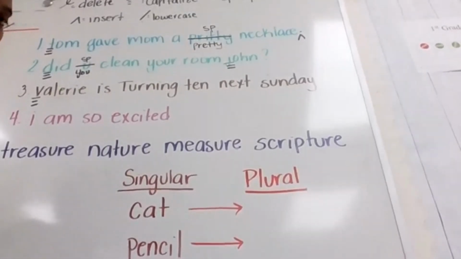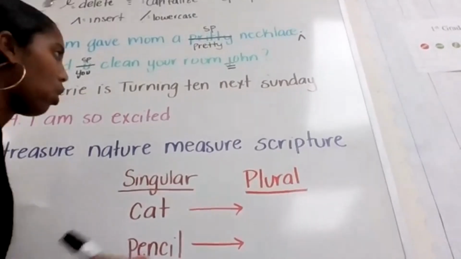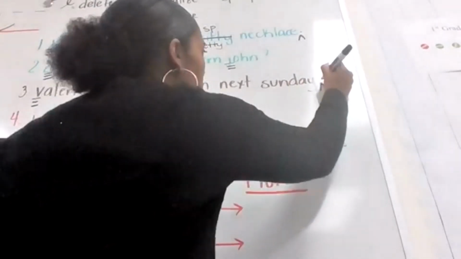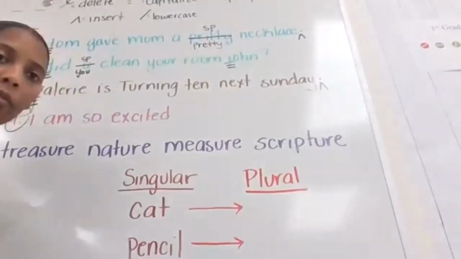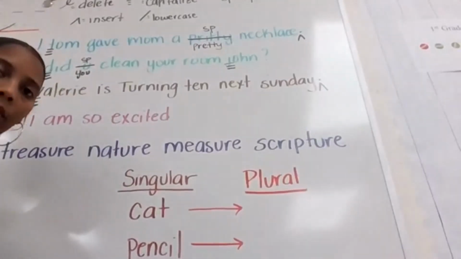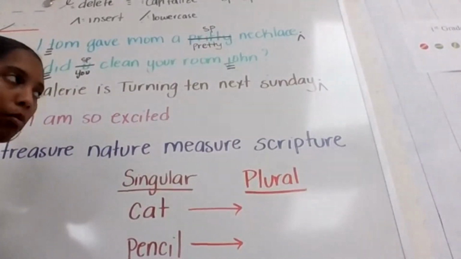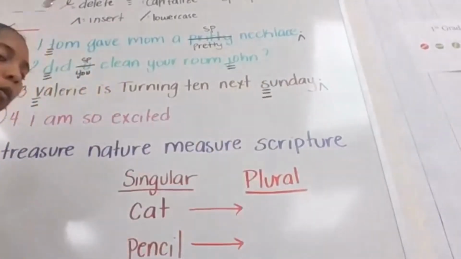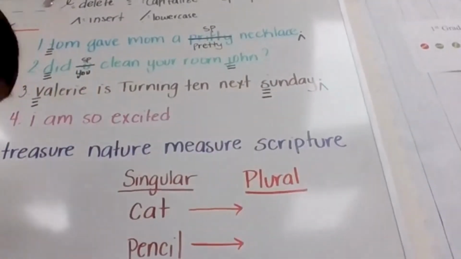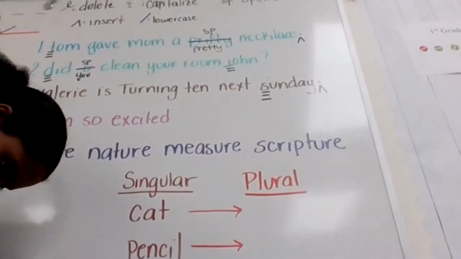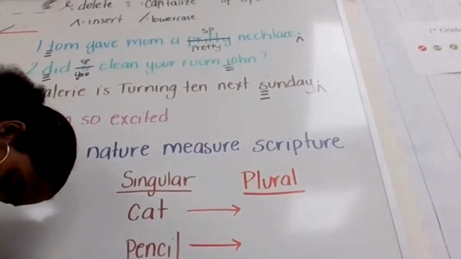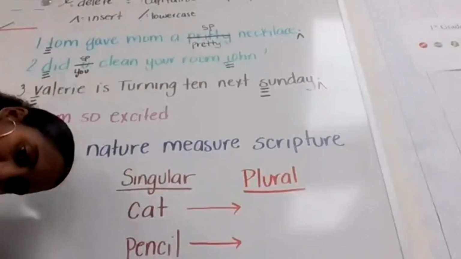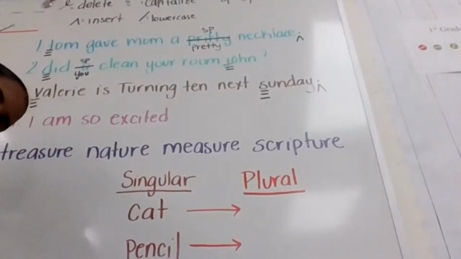Okay, what else? Insert a period. Okay, is that it? And capitalize the S. Okay. I did that. There's something else. Ooh, I know it. We made up a mark.